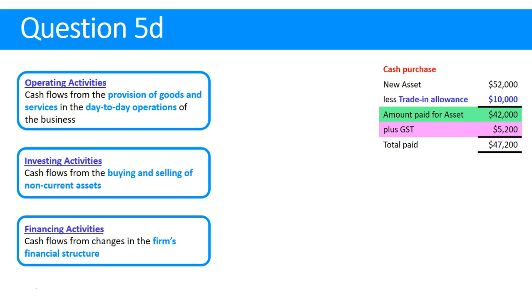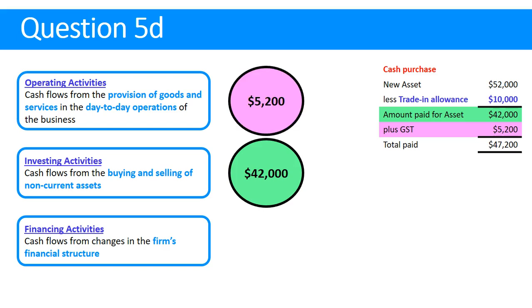So let's take the $42,000 paid for the new asset. Well, that is actually an investing activity. We are buying a new non-current asset. It's actually a $52,000 asset, but we're only going to pay $42,000. So $42,000 should go in as an investing activity outflow. The GST, that's where it gets a little bit tricky. Just because the asset we're buying is non-current doesn't mean the GST paid is actually an investing activity. That's still and always will be an operating activity. Any GST payment always goes in the operating section.